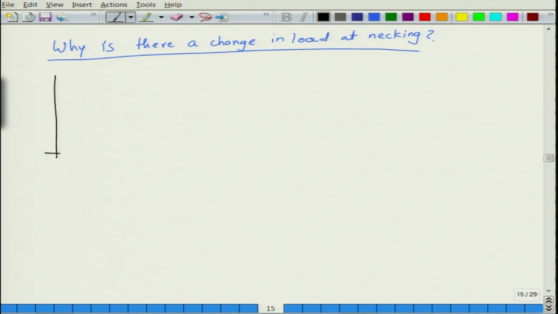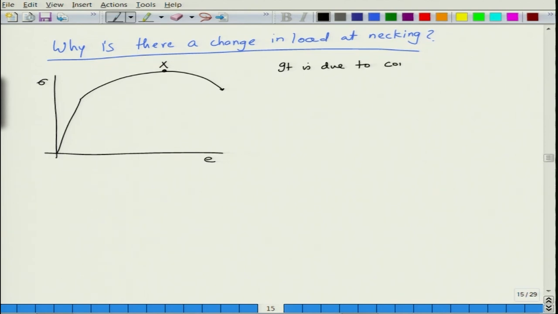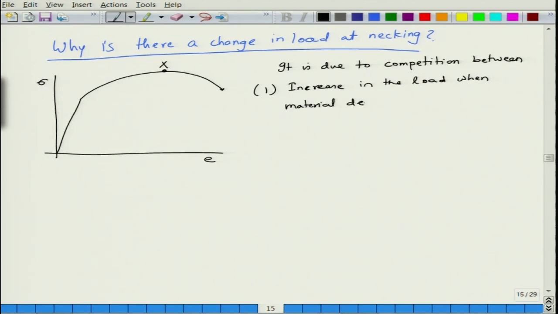So at necking, we see that the load changes like this. So this is the point, let us say x, sigma, this is E. There are two things which happen. It is due to competition between, first, you have strain hardening that is happening. So increase in load. There are two things which are happening when the material deforms. Increase in the load when the material deforms, due to strain hardening.